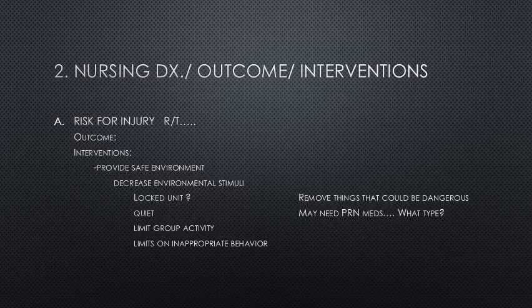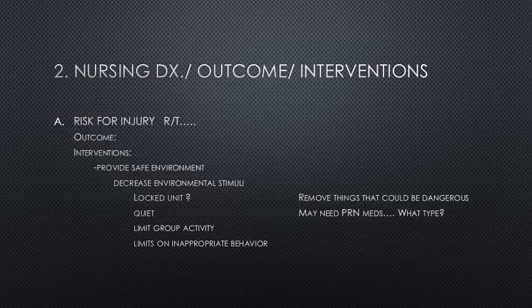Many times if we have a choice between an open unit and a locked unit, we would want them to be on a locked unit because of their impulsive behavior. They may be at risk for elopement or leaving the unit. As I said before, keep it quiet and limit group activity to prevent overstimulating. We will need to set limits if they are having inappropriate behaviors such as hypersexual behavior, yelling, screaming, interrupting families, interrupting visiting hours, that sort of thing.